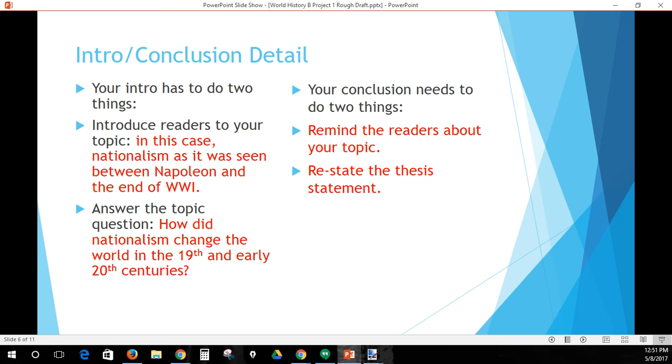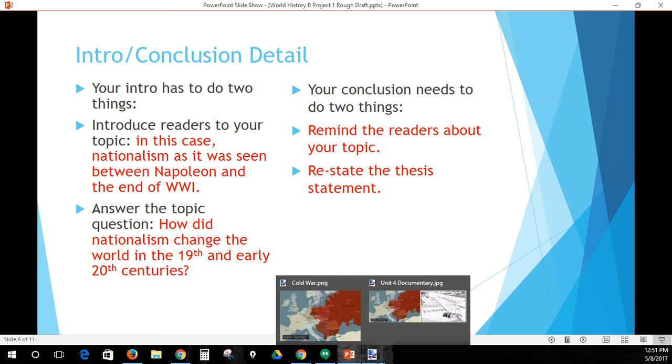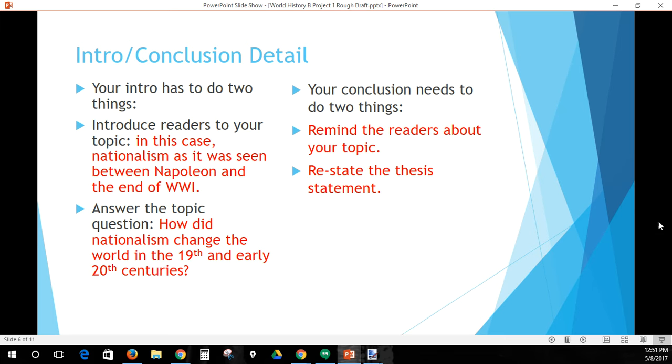In this case, our topic is nationalism as it was seen between Napoleon and the end of World War I. Remember, nationalism is not just love for your country. It's kind of this competitive love for your country. Think of your country as a sports team. You not only like your team, but you want to see your team beat other teams. And that's what was going on during this time. Next, you need to answer the topic question: how did nationalism change the world?